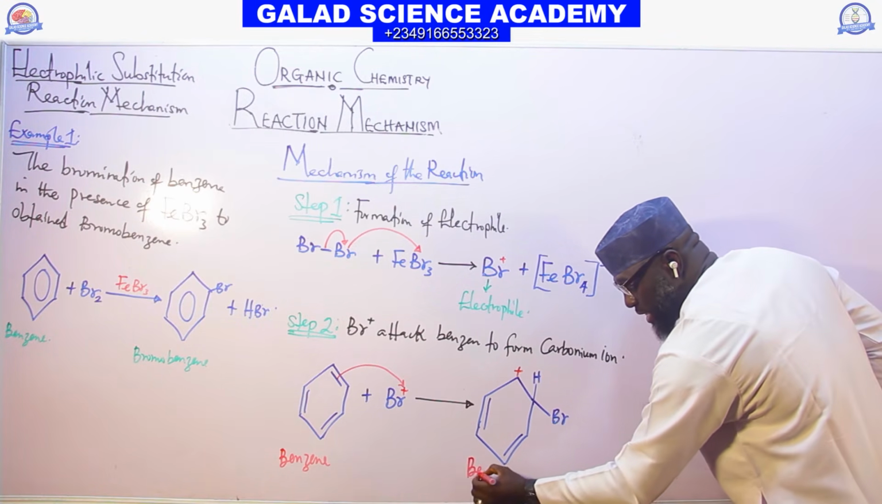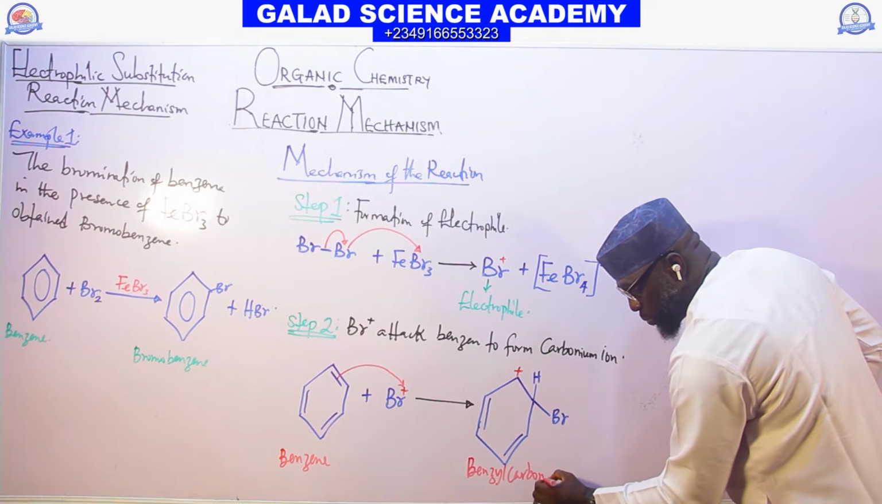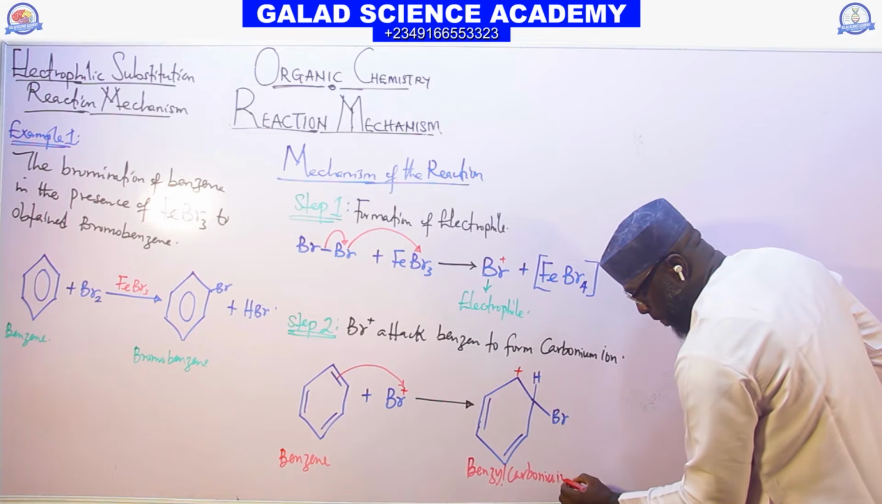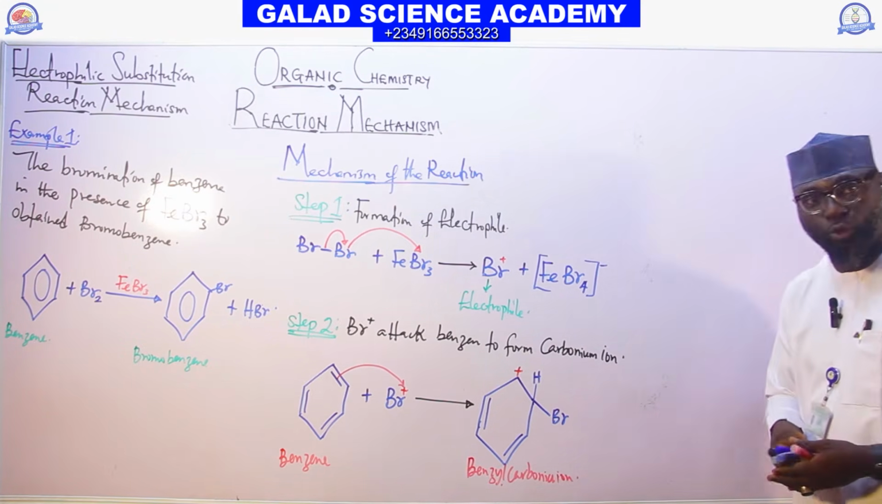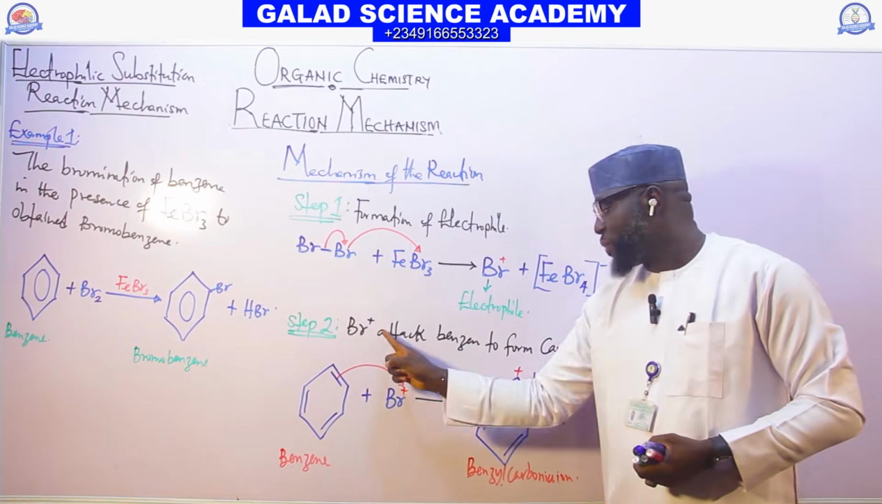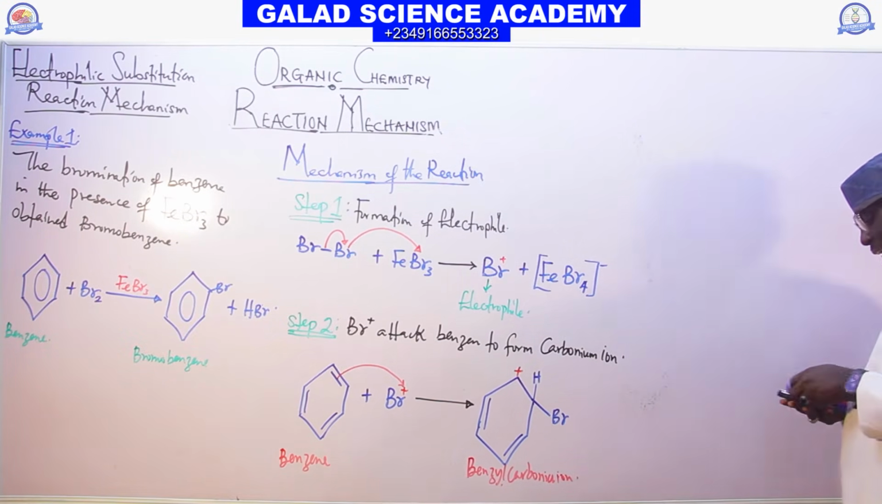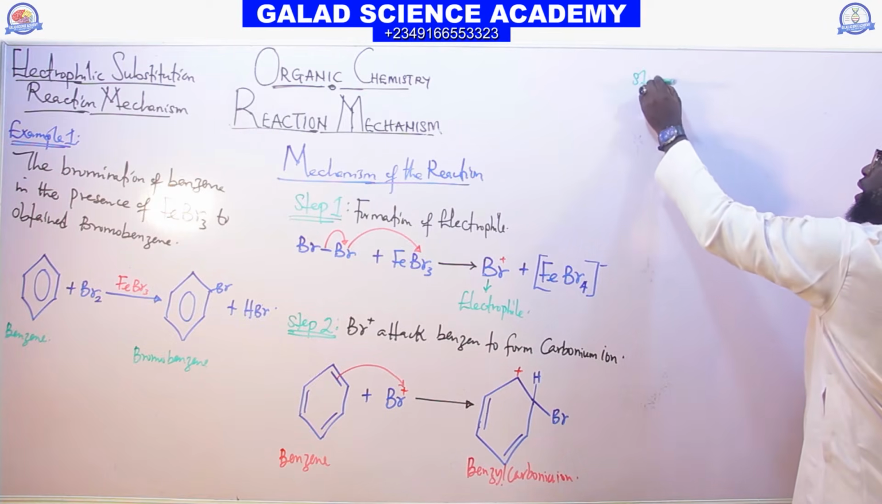So you now call it the benzene carbonium ion. This is what happened in step 2: the electrophile attacks benzene to form a carbonium ion. And the last stage is step 3.